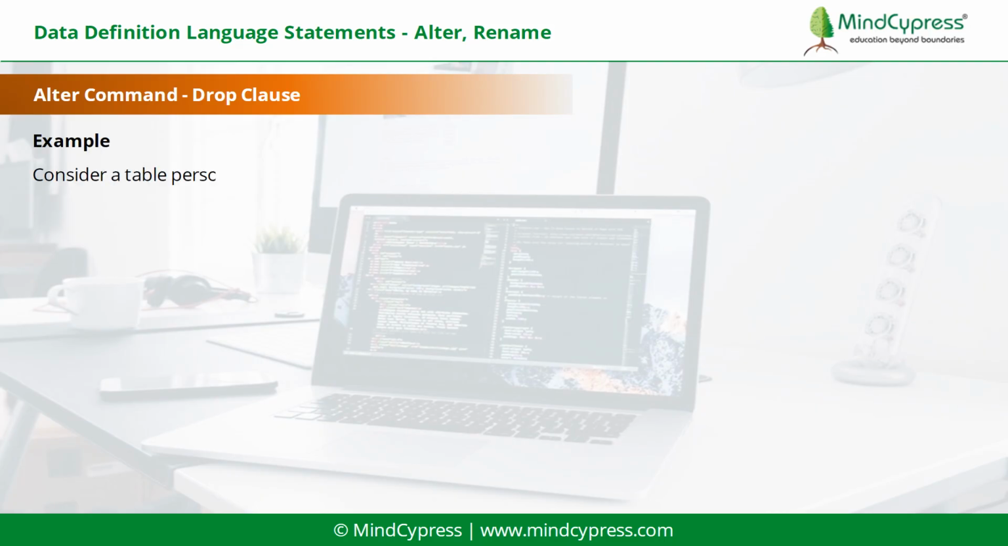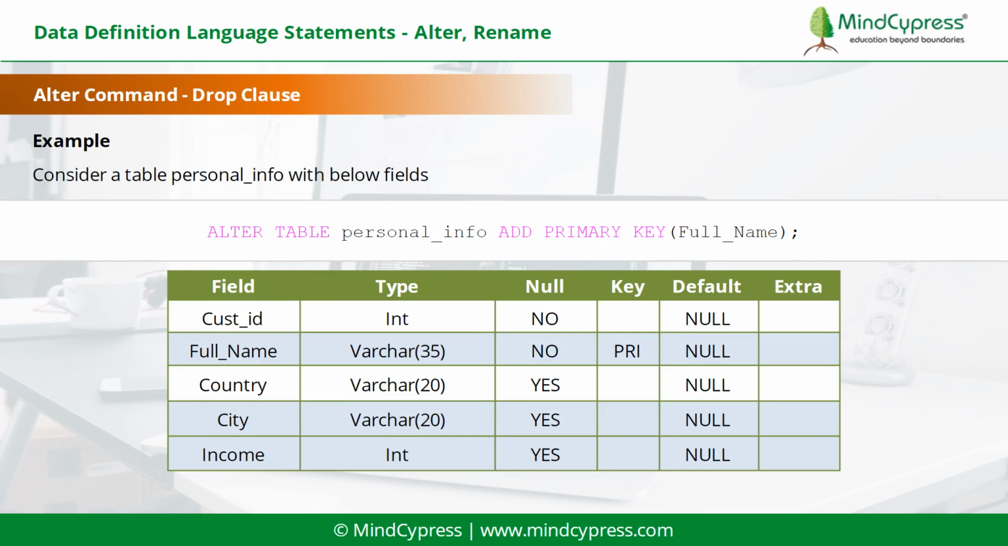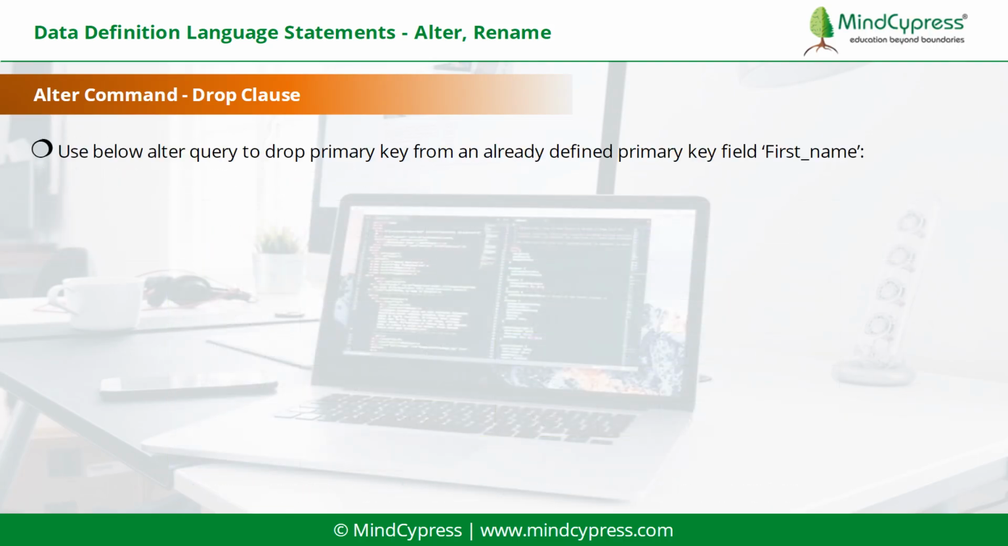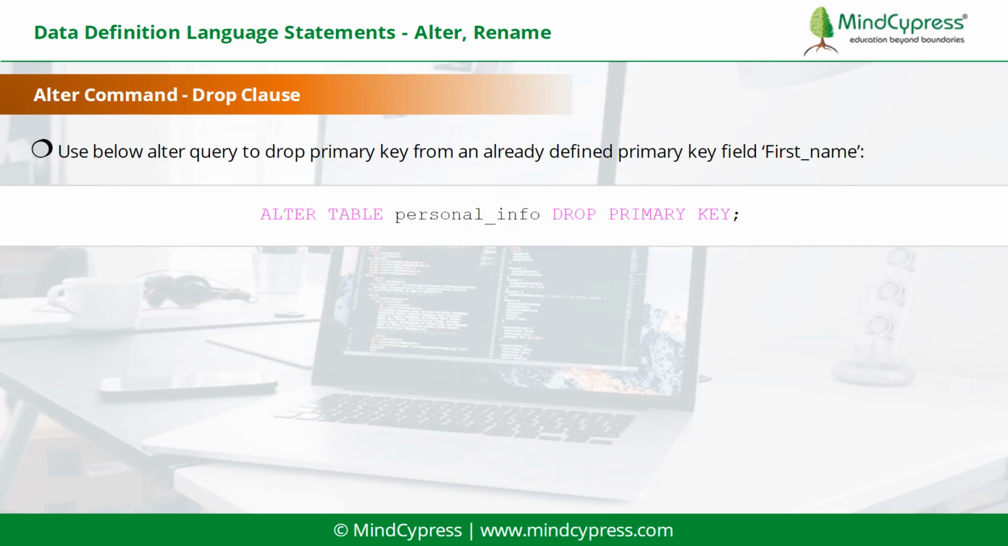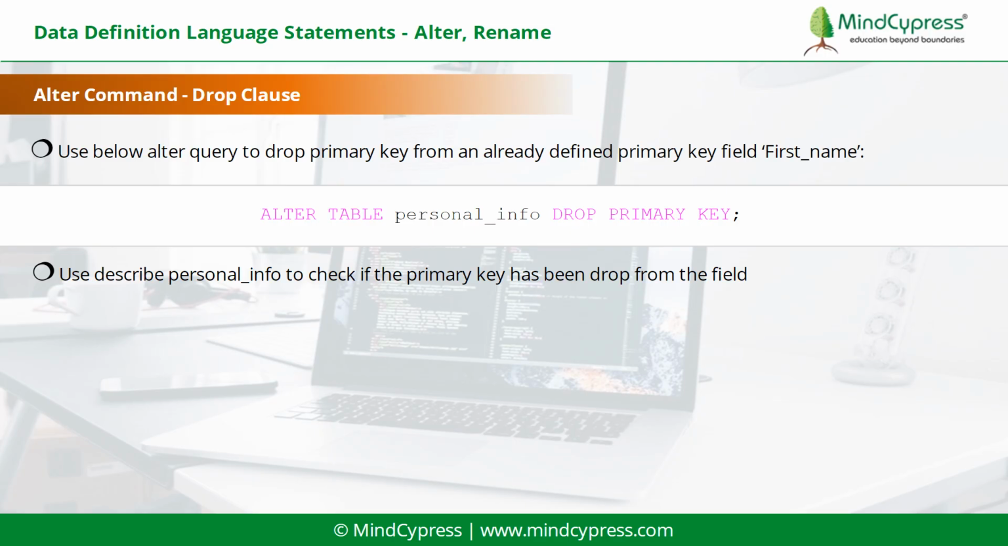Example. Consider a table personal info with the below fields. It would not be a good practice to declare full name as primary key. Use the below alter query to drop the primary key from an already defined primary key field, first name. Use describe personal info to check if the primary key has been dropped from the field.